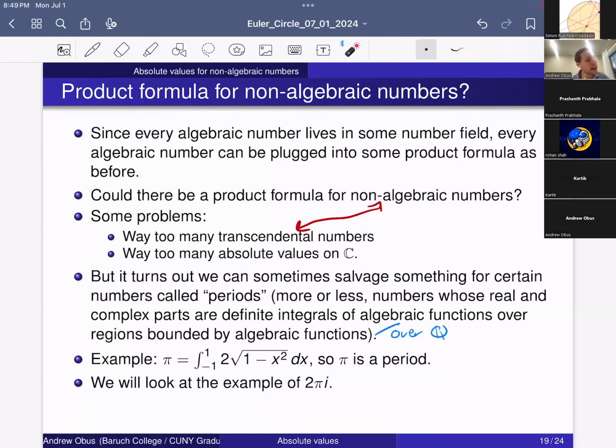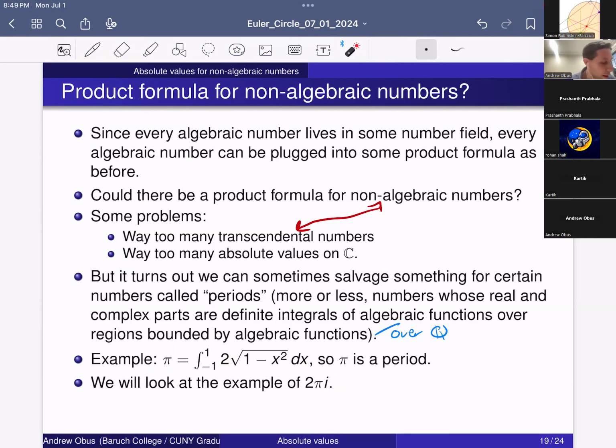Okay, but so pi is one of these numbers that's a period. So it's a transcendental number, but it is a period. And of course, 2 pi is also a period, because you could just replace this 2 with a 4. And then 2 pi i is also a period, because you're just looking at the real and complex parts. So I want to talk about what a product formula could possibly mean for 2 pi i.